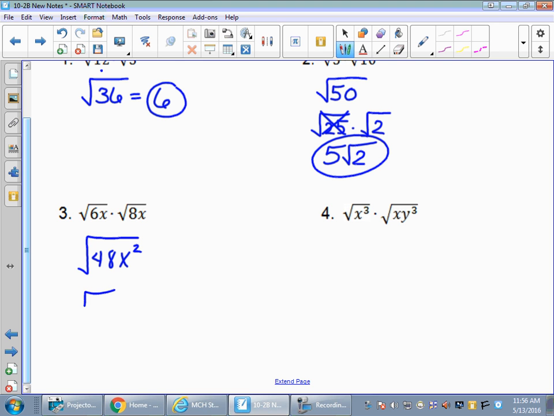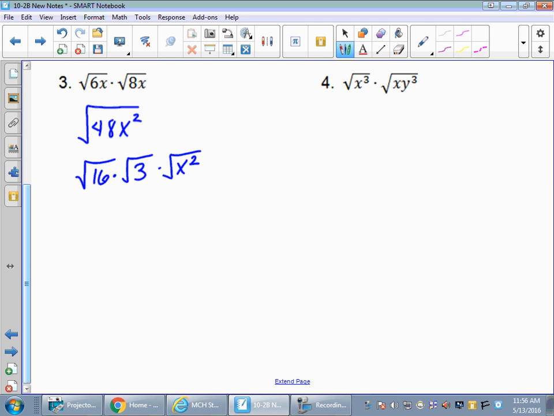So I'm going to rewrite this as the square root of 16 times the square root of 3, because 16 times 3 is 48. And then I'm also going to rewrite x squared, just the square root of itself. So remember from yesterday's homework, we leave a space. The more complicated they get, I'm going to start using the space out in front and then the radical. That allows me to work right down the line.